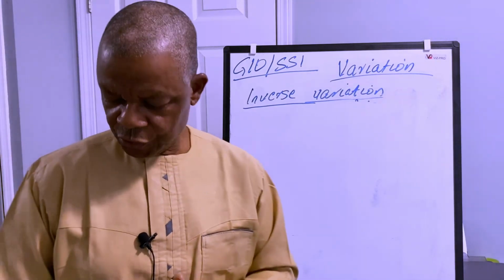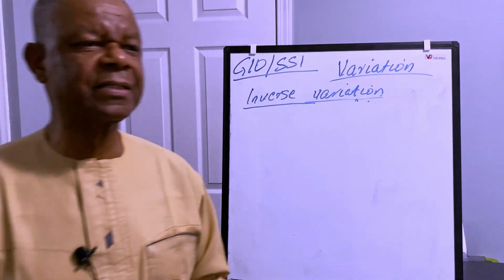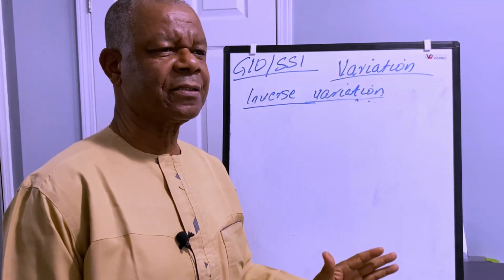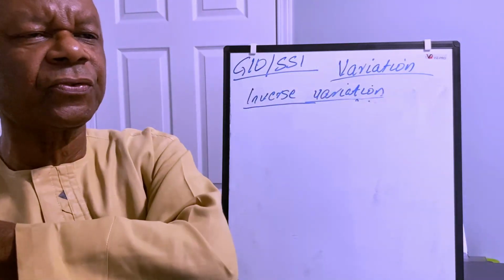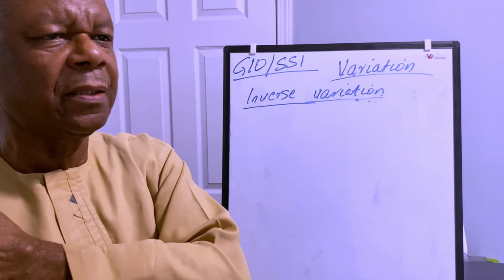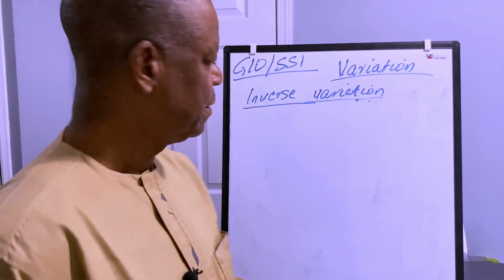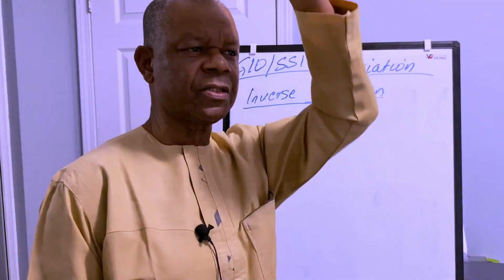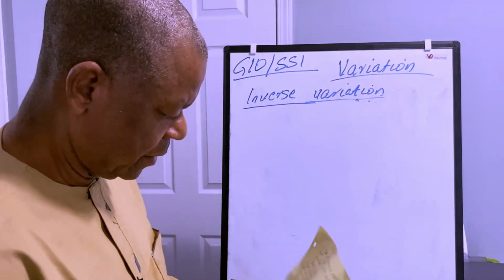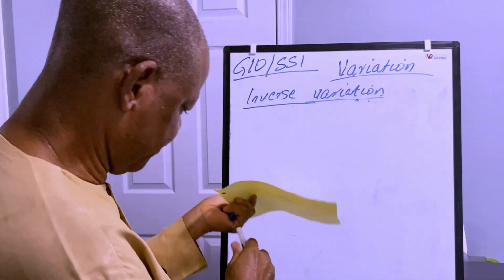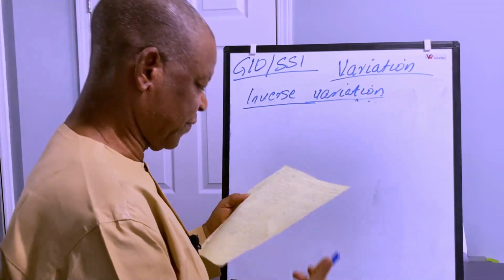So I have explained to you what inverse is, the difference between inverse and direct. In direct variation, the two variables move together, increasing together. When one is increasing, the other one will be increasing in the same proportion. But for inverse, when one is increasing, the other one will be decreasing in the same proportion. Let's have one or two examples for this very inverse variation.